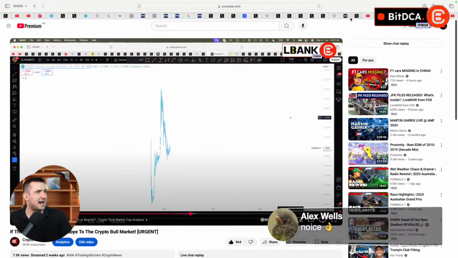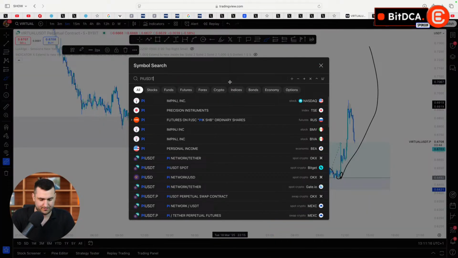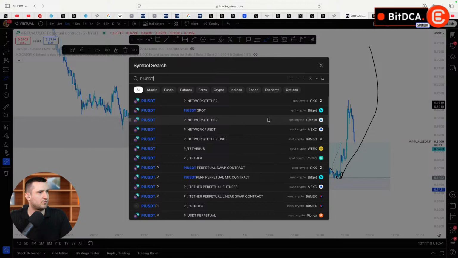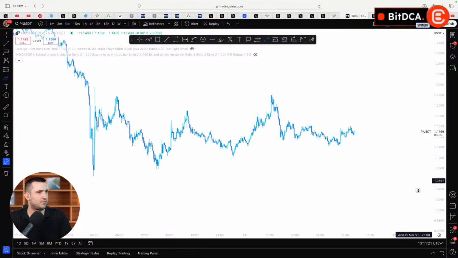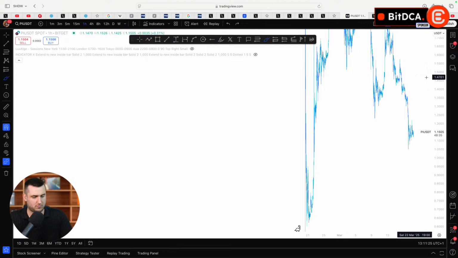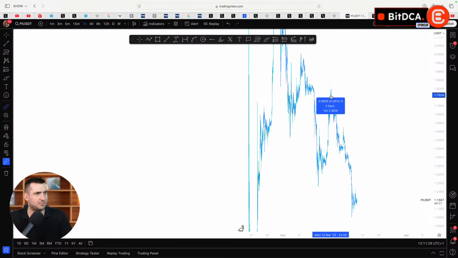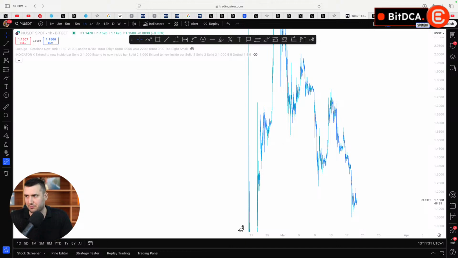So I've been shorting Pi. Let me see where Pi is. At 1.76 was our entry. I told you I'm shorting Pi. 1.76 up here. Down 40% since. What else did we have?